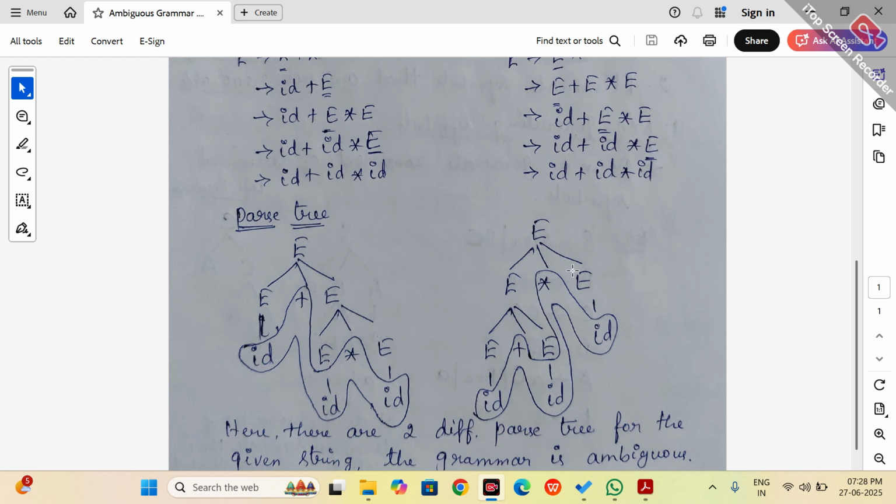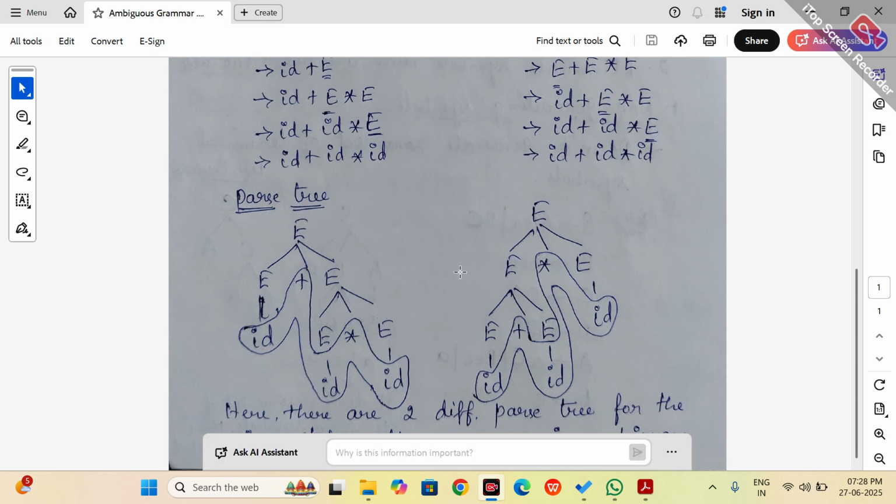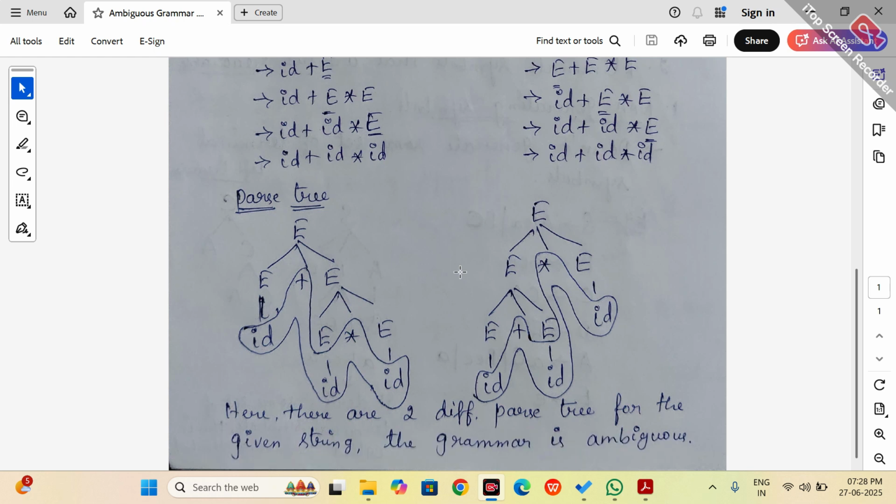Here we are getting two different parse trees for the same input with the same grammar. So it is nothing but ambiguous. Ambiguous means that for the same grammar and same sentence, we produce more than one leftmost derivation, or more than one rightmost derivation, or more than one parse tree for the same sentence. It is nothing but ambiguous. Thank you.